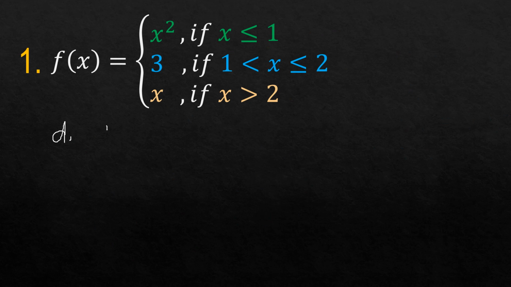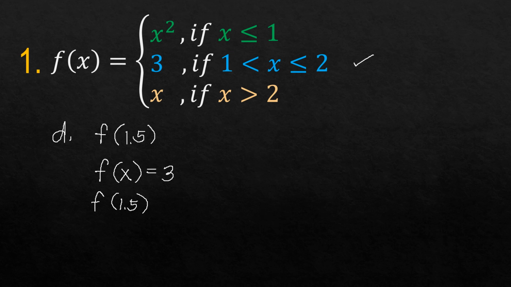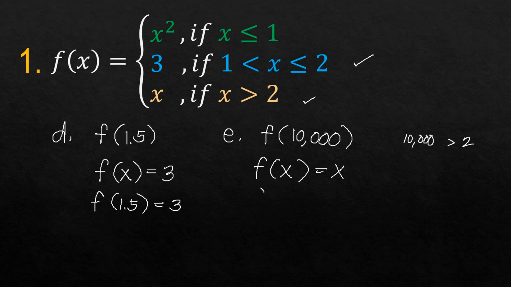Let's have the next. What if we're looking for f of 1.5? Okay, 1.5 is found between 1 and 2. So we are going to use f of x is equal to 3, a constant function. So we're looking for f of 1.5, and because that is a constant function, the resulting value will always be 3. So the answer is 3. Next, let's say we're looking for f of 10,000. And 10,000 is obviously greater than 2. So we can use f of x that is equal to x. So f of 10,000 is itself 10,000. That is an identity function.